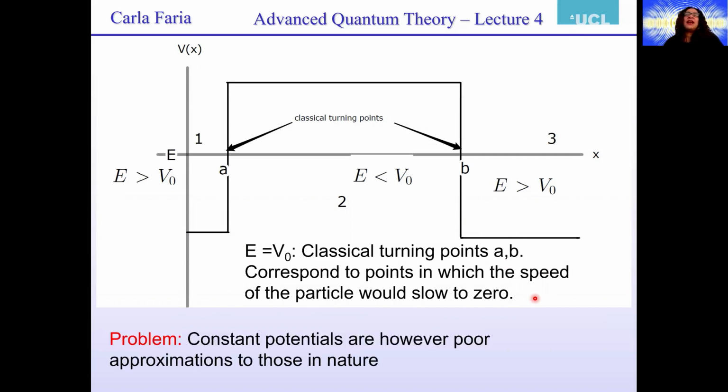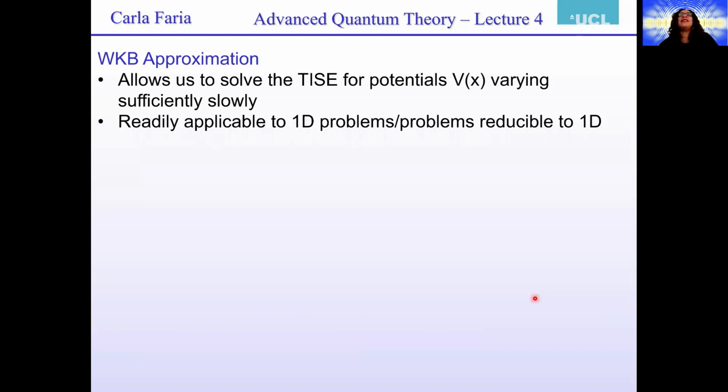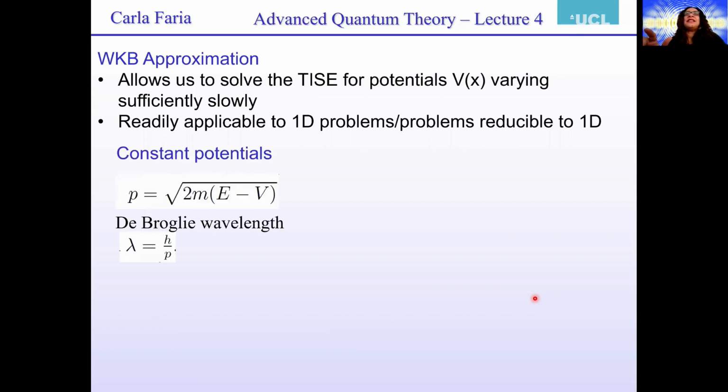So the problem that we have is we would like to solve this more realistically, as previously stated, and we know that constant potentials or step functions are poor approximations to what is really going on in nature. So that's why we need the WKB approximation, and this is going to allow us to solve the time-independent Schrodinger equation for a potential V(x) varying sufficiently slowly. And this is applicable to problems that are 1D or reducible to 1D. For instance, sometimes you have a symmetry of a problem. If you're dealing with tunneling in a linearly polarized field, you can do some transformations and apply some tricks and reduce it effectively to 1D. Then you can also apply this type of study.